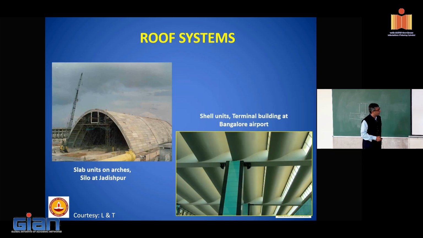These are the shell units. Here you can see again a silo structure, how elegantly it can be made. These are the precast arch units. Over that, these are the slab units, which make the roofing element. This is the zoomed in view of the Bengaluru airport, where these are the shell units and these are the daylight provision.